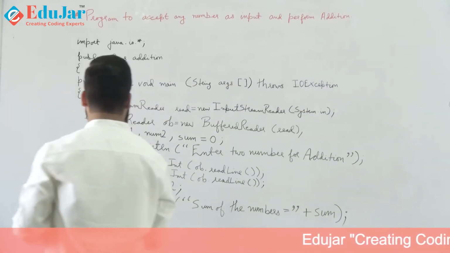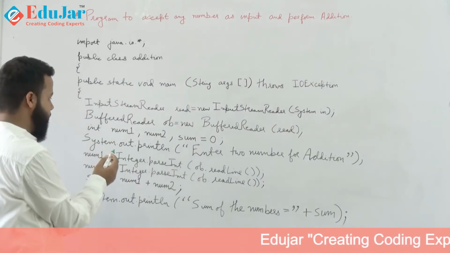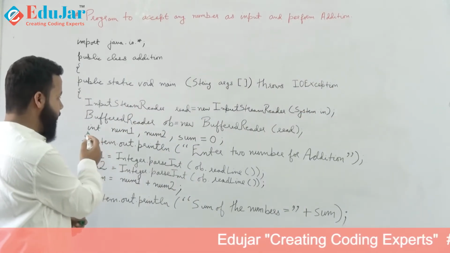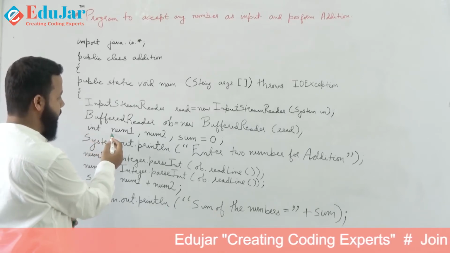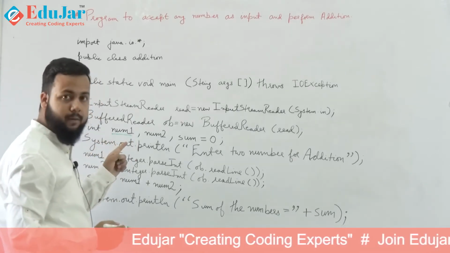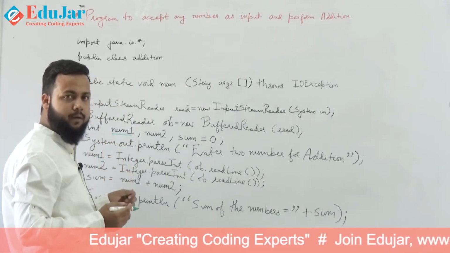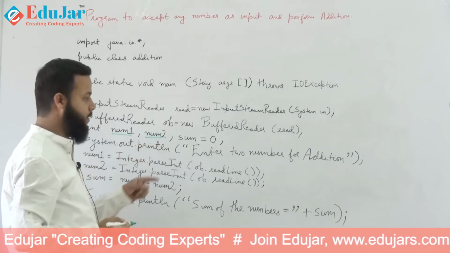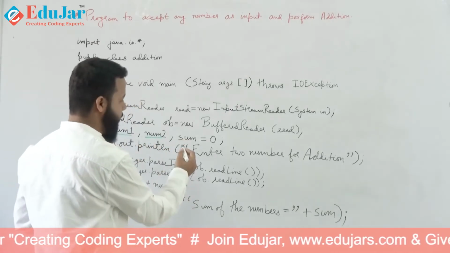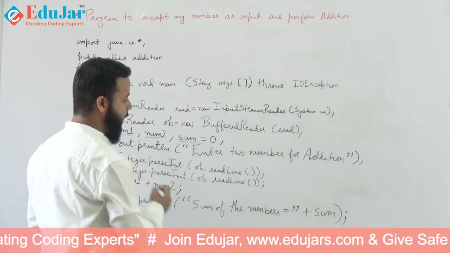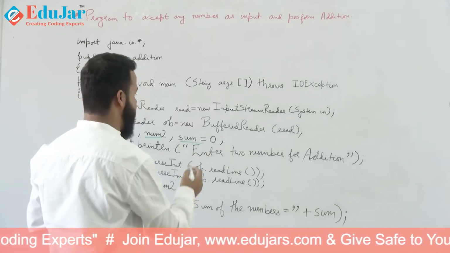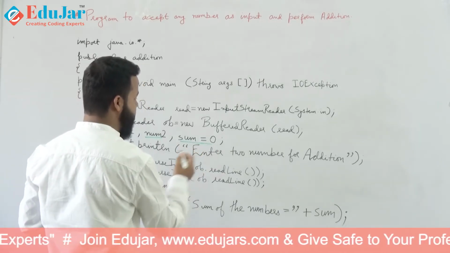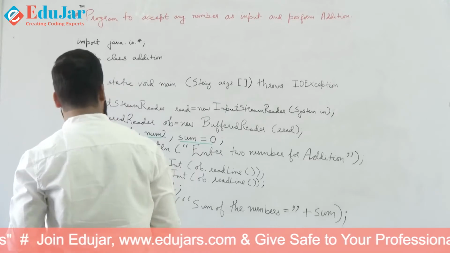You can see over here we have initialized three variables of integer type. num1 is the first number which we will accept from the user. This is the second number which we will accept, and this is sum. Here we will store the addition value, and I have initialized this as 0 at the start.